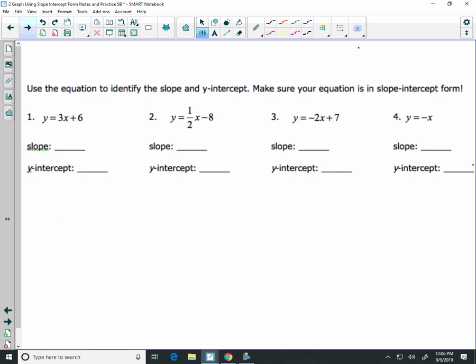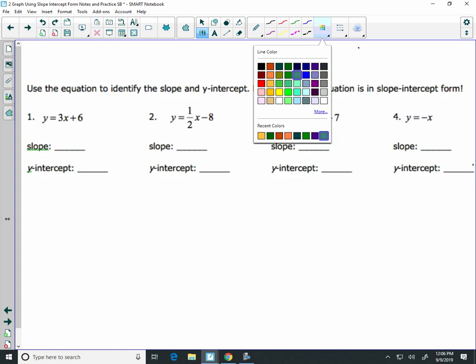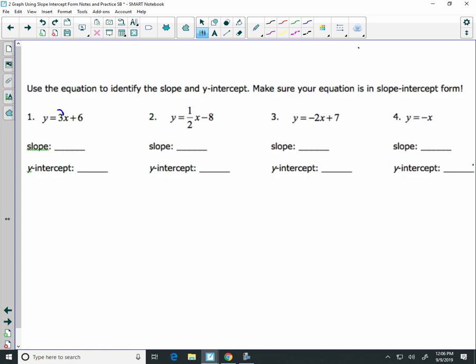So it's really important that we're able to identify what m and b are so that we can graph. So in this first problem, our slope is 3. And here's how I like to write 3: 3 over 1. Always. I always write the slope as a fraction because that's how we're going to use it. And the y-intercept then is this 6.